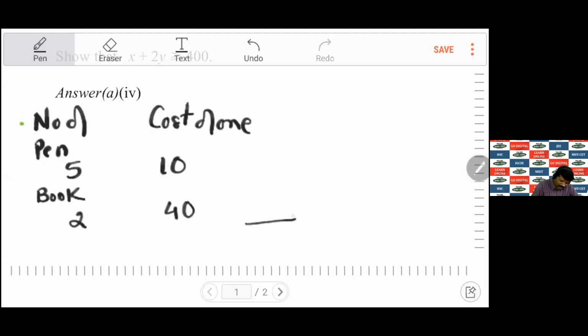Now, how is the bill made? 5 into 10 plus 2 into 40. That is, number of pens into cost of 1 pen, and number of books into cost of 1 book. So this will be the amount. 50 plus 80, so the total will be 130. So 130 is the total amount.